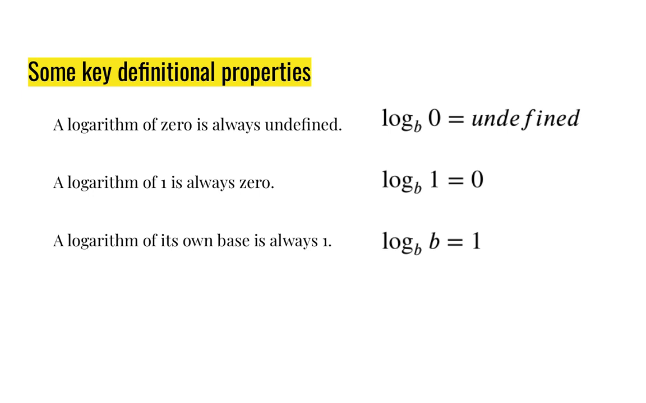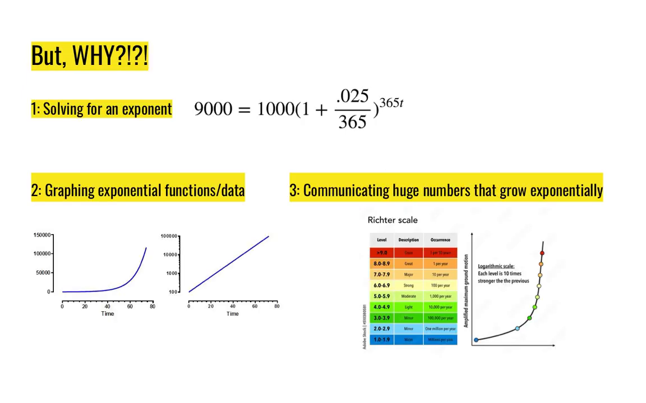Okay, so this is just a summary of all of those key definitional properties. We can never have a logarithm with any base of 0. That will always be undefined. But with any base, if it's a logarithm of 1, that means the exponent must have been 0. And with any base of the base, it will always be equal to 1. So just some really key definitions that we covered on the previous slide.